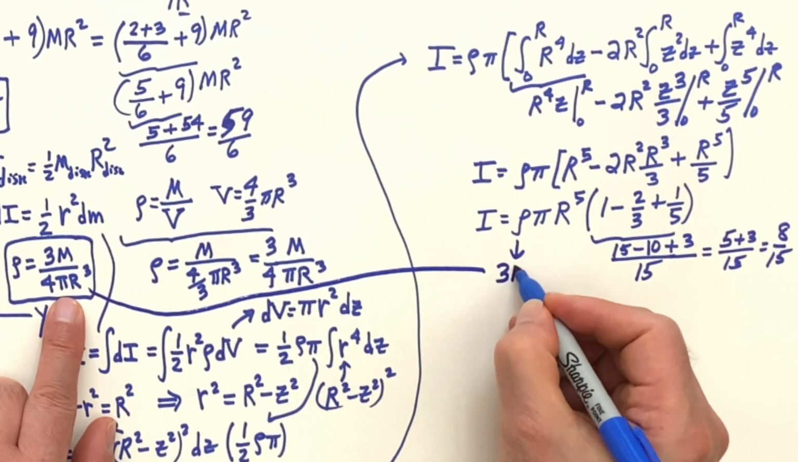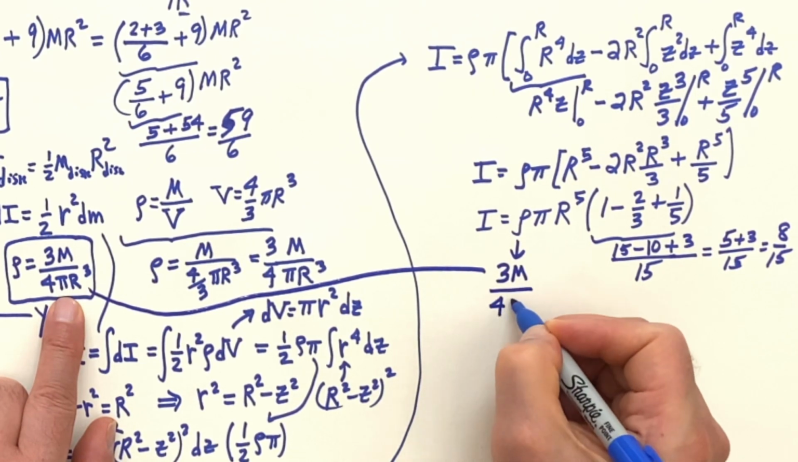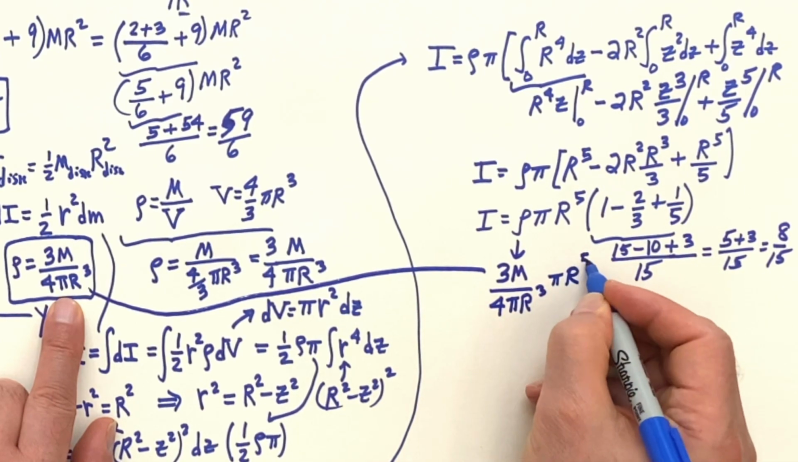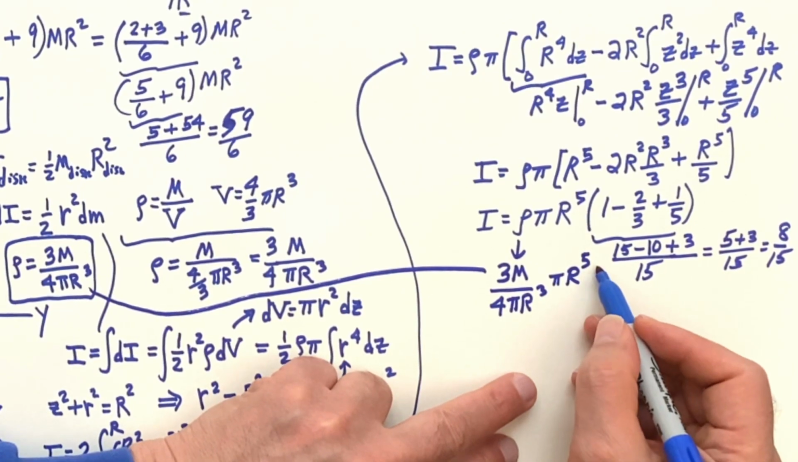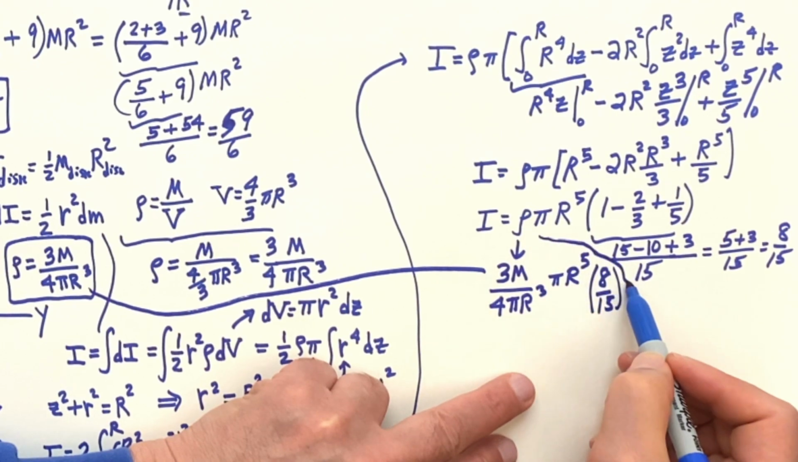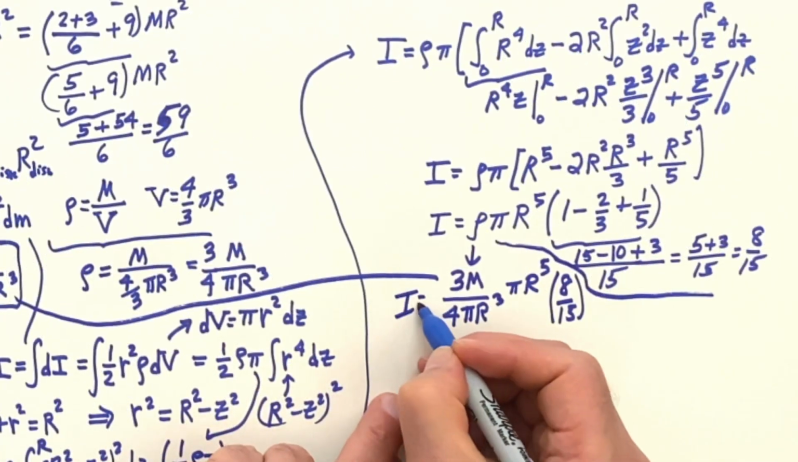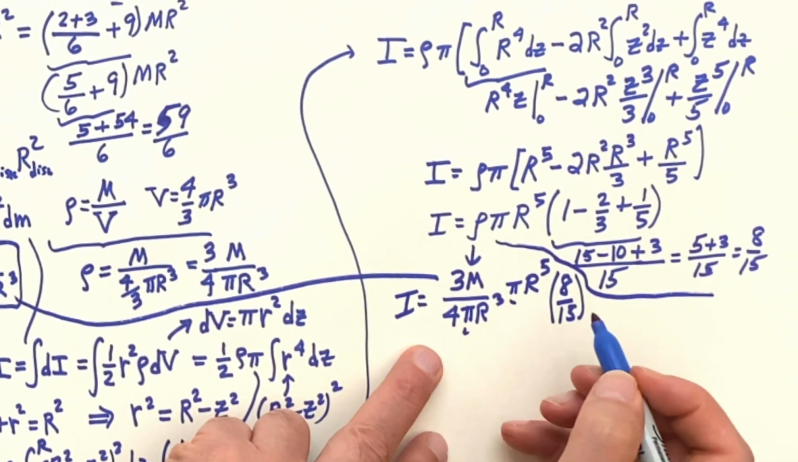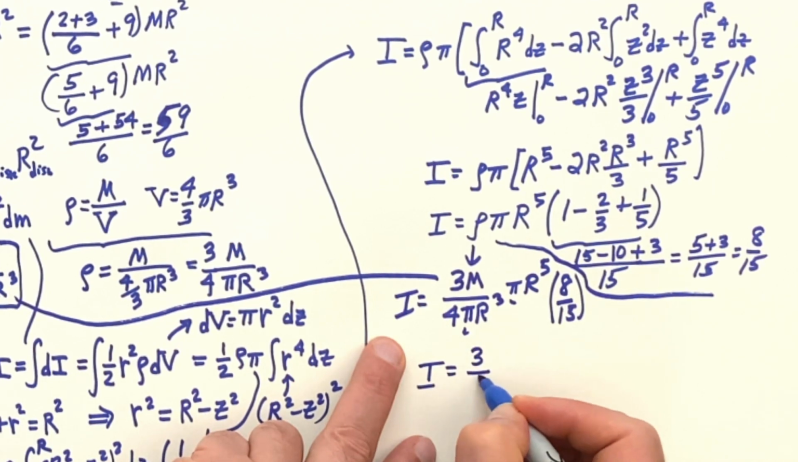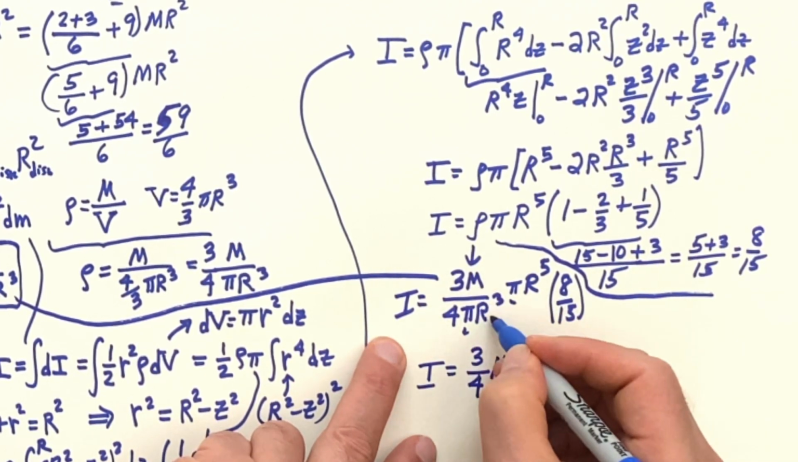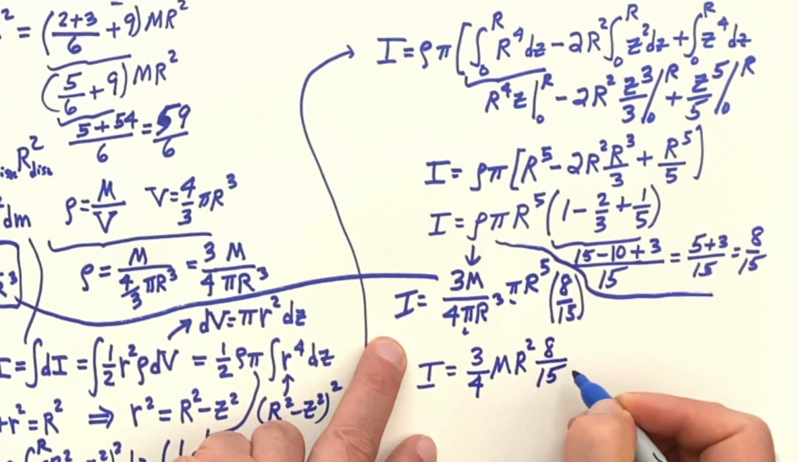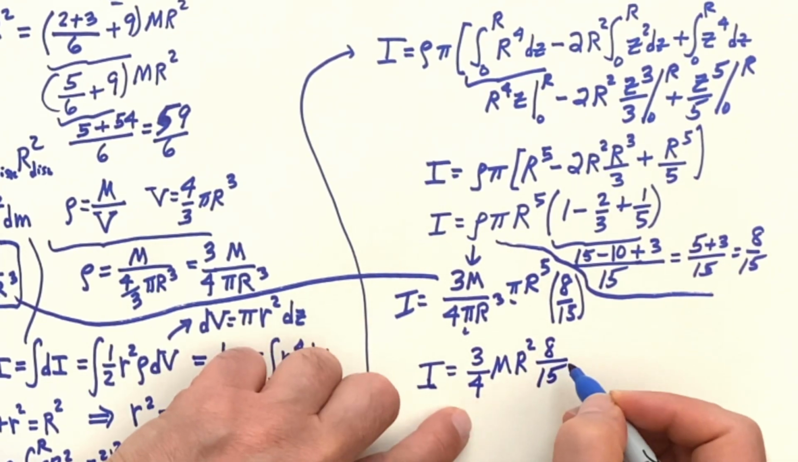This is 3 big M over 4 pi r cubed, and then times pi r to the 5th. And then here we're going to have 8/15. Let's go ahead and separate that out. So here pi will cancel. We'll have 3/4, and we'll have the M, and we'll be left with M r squared, which is nice. That's what we expect for a moment of inertia, a mass times a distance squared.